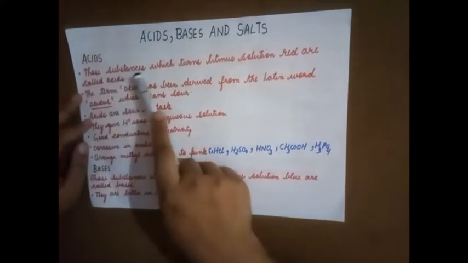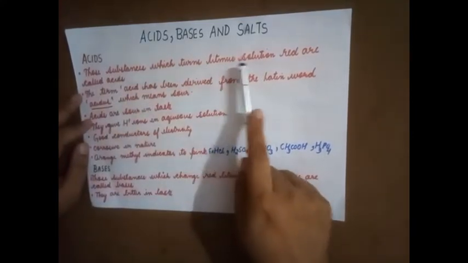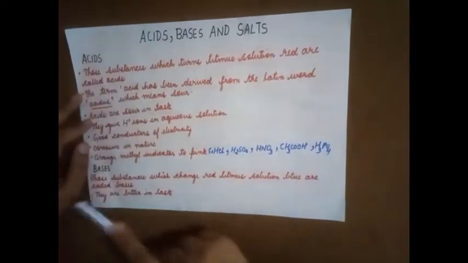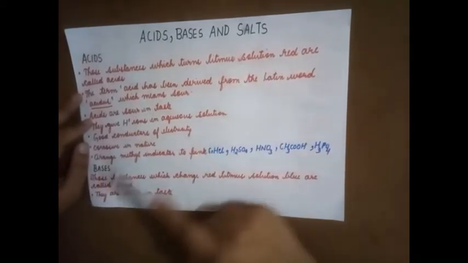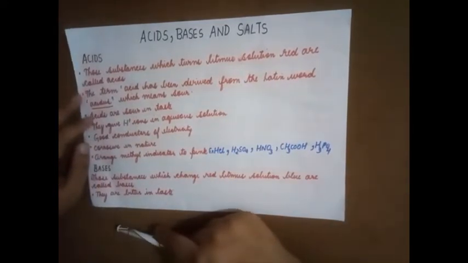Acids. Those substances which turn litmus solution red are called acids. Now, litmus solution is an indicator and it is obtained from lichens. It is a purple dye. So, it changes that purple dye into red. So, it is an indication that particular solution is an acid.